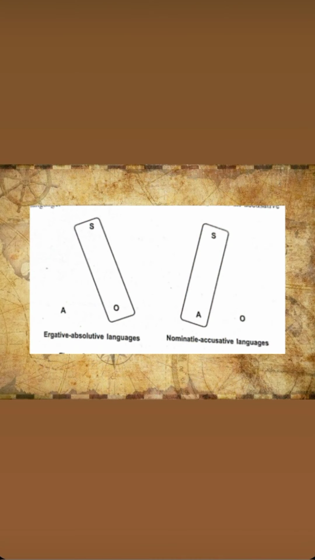So here are the major language patterns of world languages. In a nominative-accusative system, S and A are marked the same, and O is marked differently, while in an ergative-absolutive system, it is the S and O that receive similar case marking and A is marked differently.